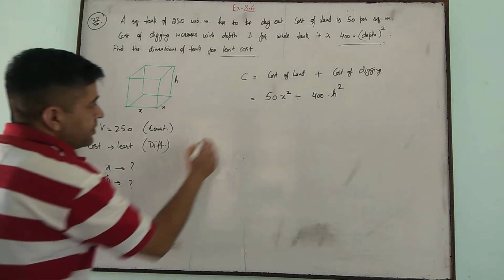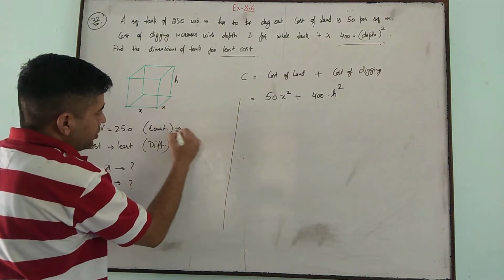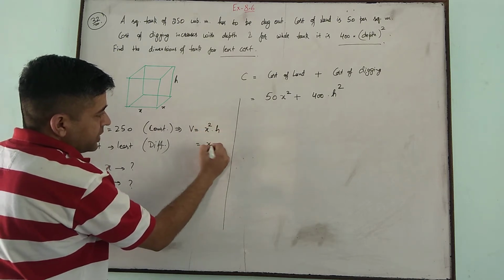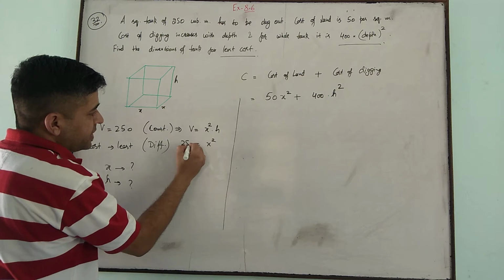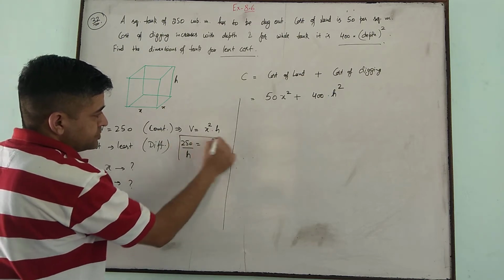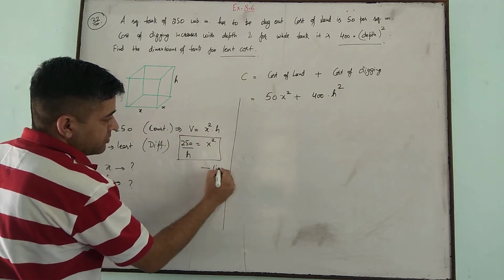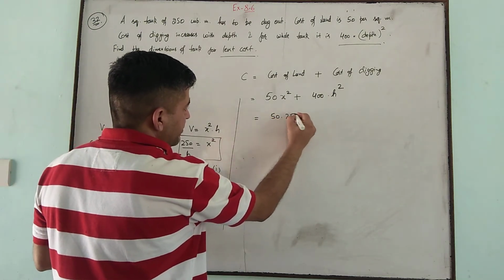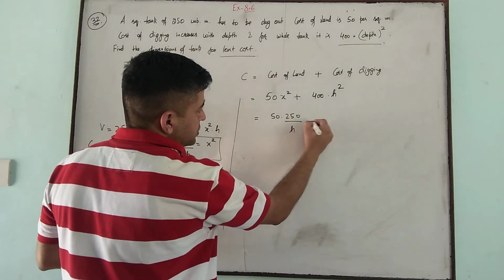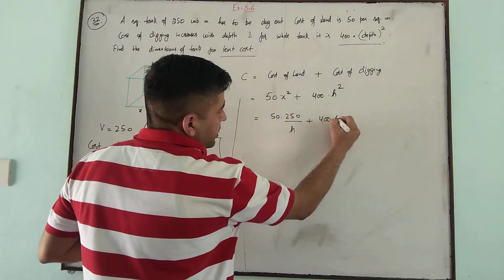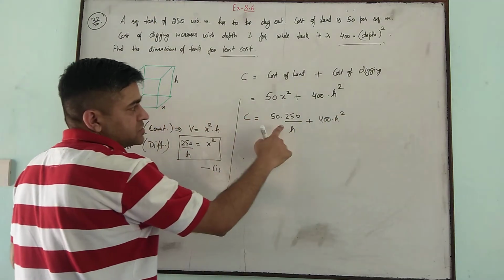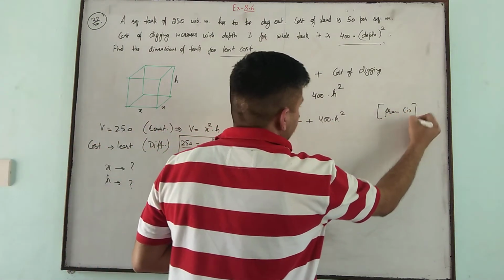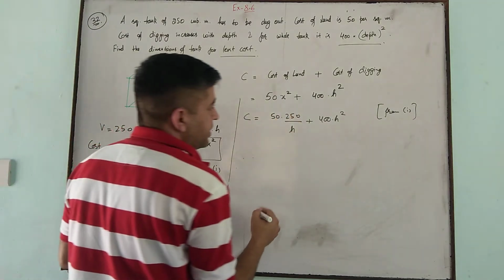Now volume is given constant, volume is equal to x square into h. So we got x square is equal to 250 upon h. That is your equation 1, and we can put it here, 50 into 250 upon h. Now cost depends on a single variable h. From equation 1 we got x square is equal to 250 upon h.